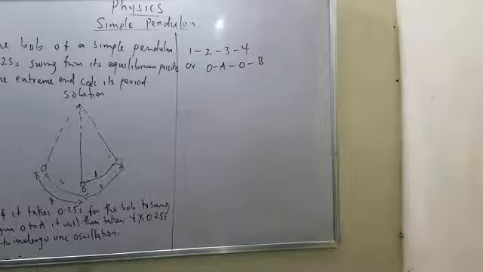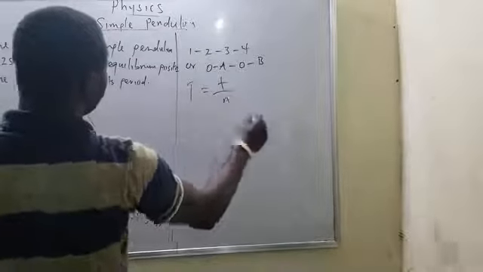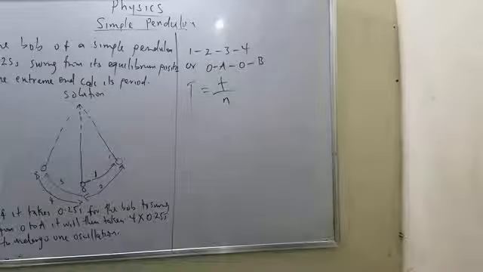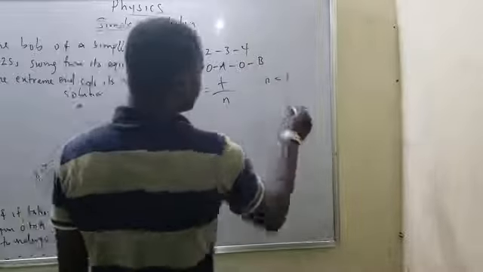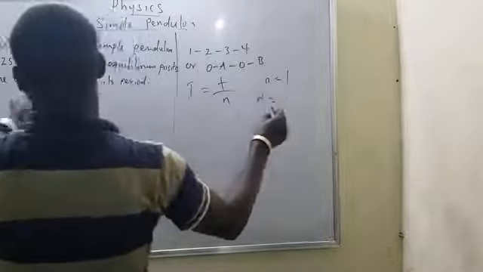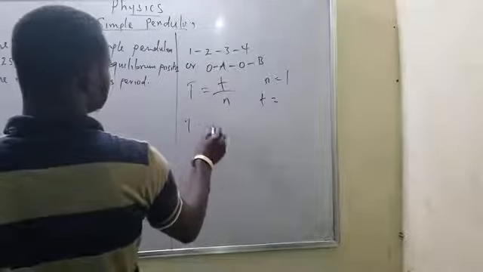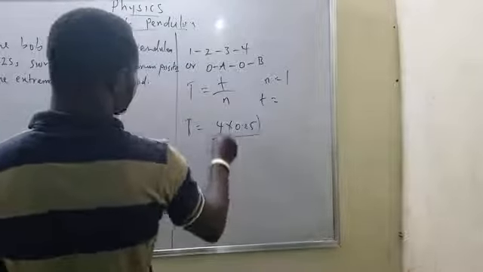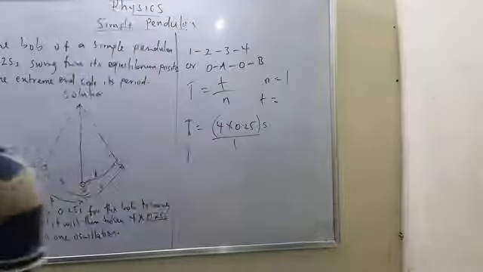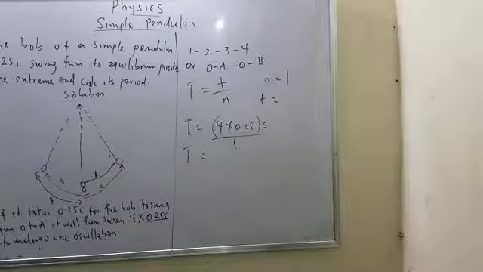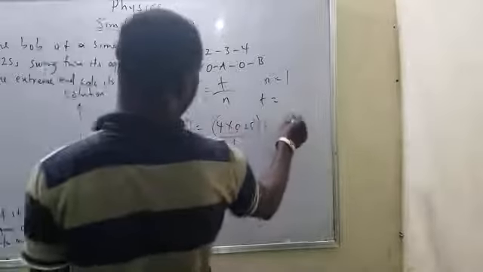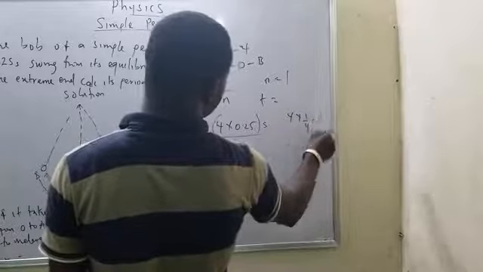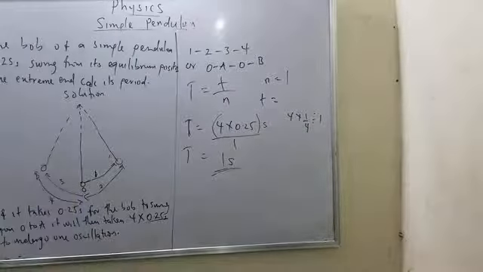Now my period equals time of oscillation divided by the number of oscillations. My number of oscillations is 1, which is 1 time, and the time of oscillation is given. It means my period will be equal to 4 multiplied by 0.25 divided by 1, which I'll have in seconds. My final answer will be 1 over 1, because this is already 1 over 4, 1 all over 4 divided by 1, which is 1 second. That is my final answer.